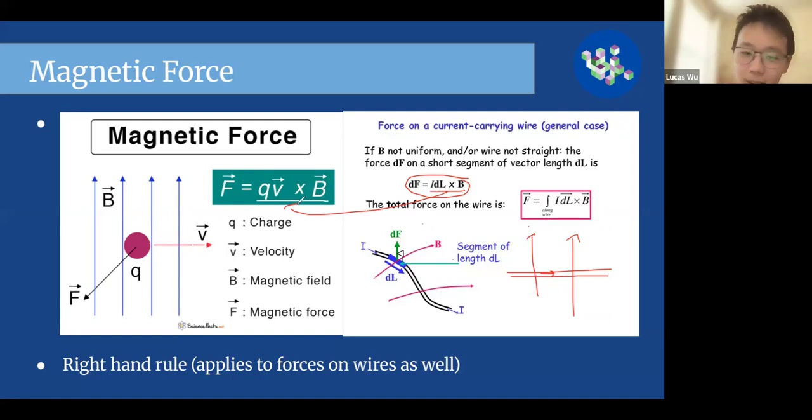moving through a wire, and each of the charges experiences its own Lorentz force. And then if you sum up all of those Lorentz forces together, you'll find that this is your formula for the Lorentz force on an entire wire with current. So remember, use the right-hand rule when you're doing the cross product between V and B.